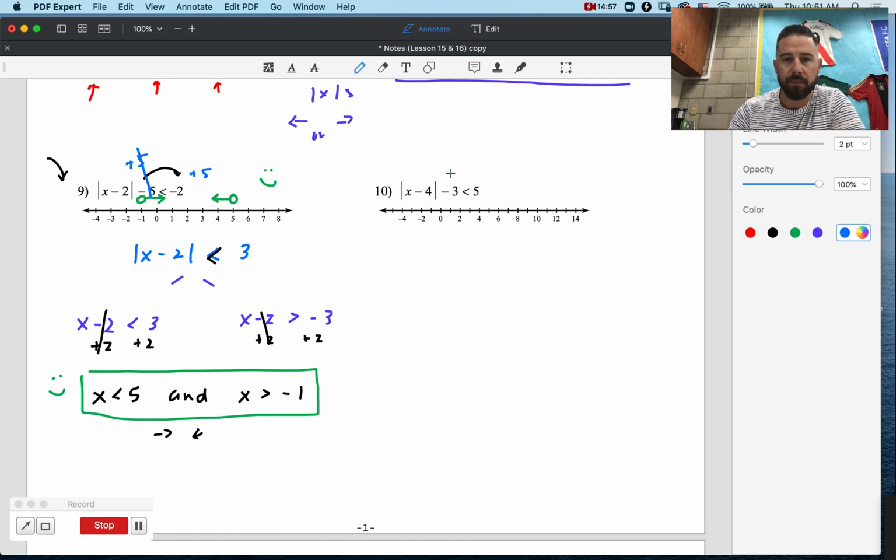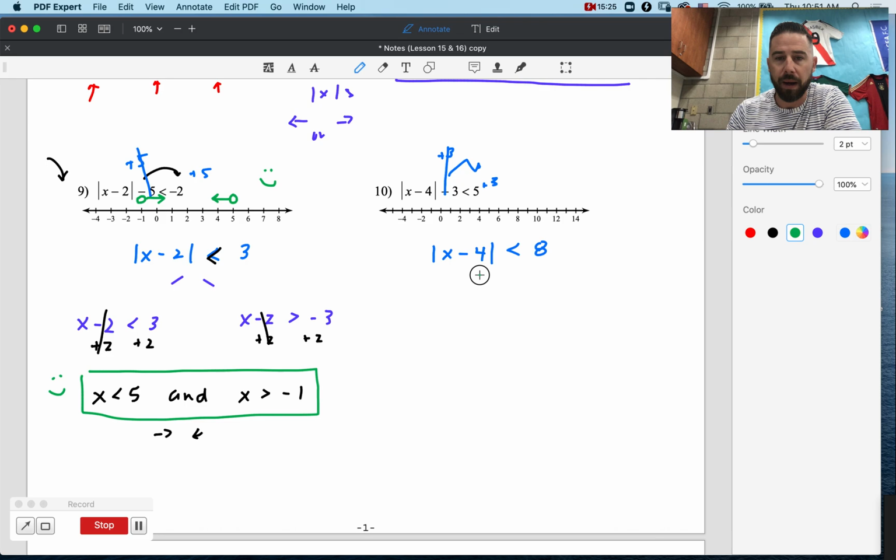Alrighty, let's get it. Let's get this negative 3 over there. We're going to add 3. We're going to add 3. Okay, that's going to cancel that. We're going to have x minus 4. It's pointing towards, isn't it? So it's going to be what? It's going to be "and," right? And they're going to be going like this towards each other. Okay, and then 5 plus 3 is 8.